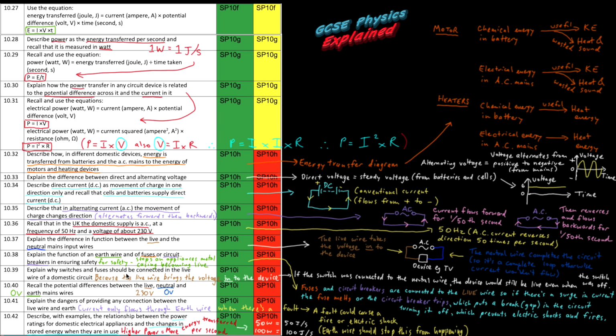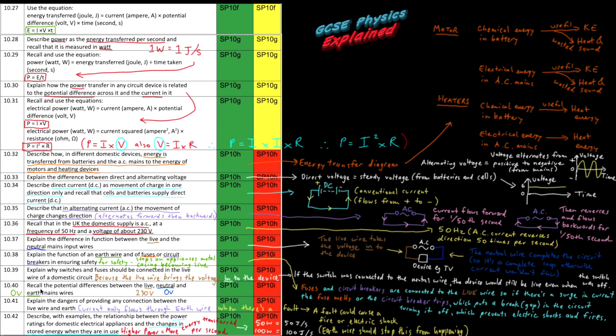10.39. Explain why switches and fuses should be connected in the live wire of a domestic circuit. Well, that's because the live wire brings the voltage in to the device. If the switch was connected to the neutral wire, the device would still be live even when the switch was off. So if you had the switch in the neutral wire, then the live wire would still be bringing the current in. So even if you switch this on and off, this would still be connected. So you need to put the switch in the live wire so that the current gets stopped before it gets to the device.